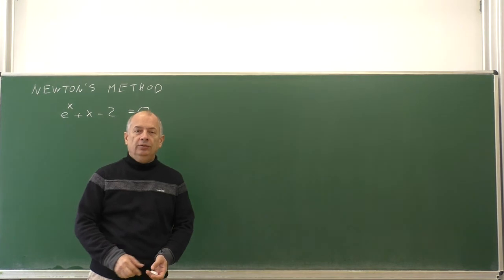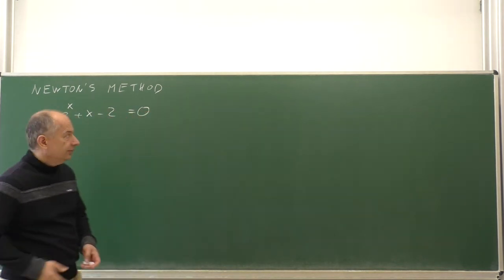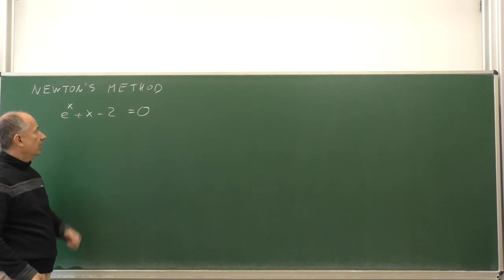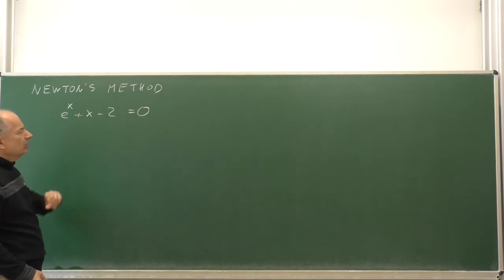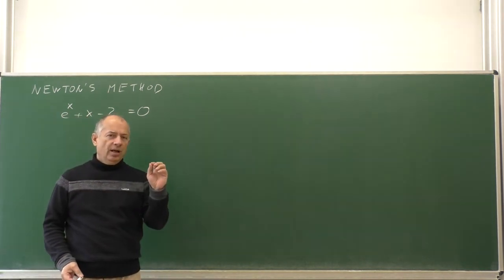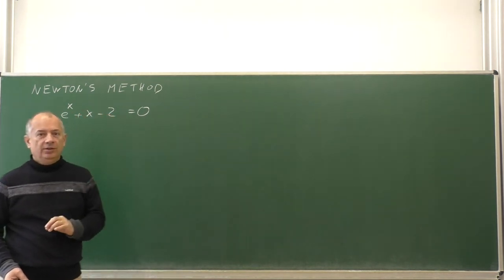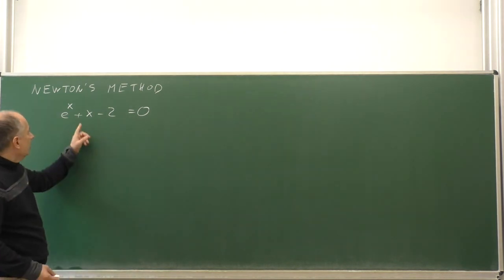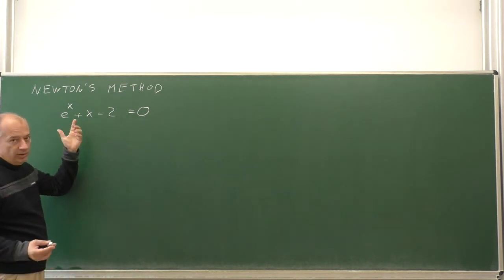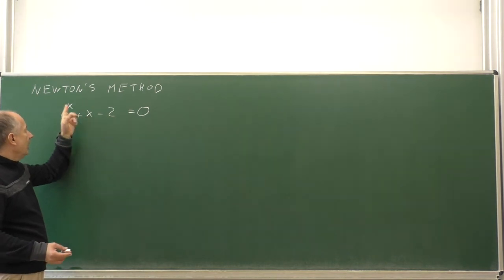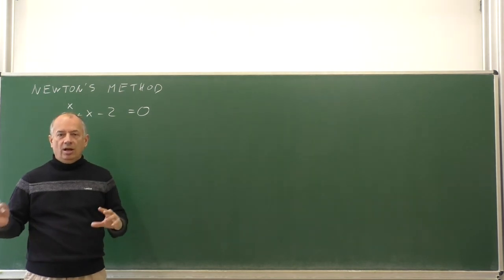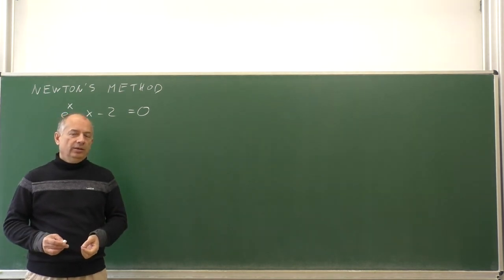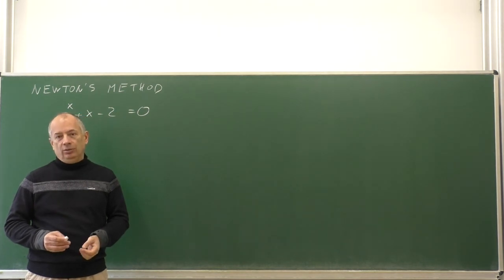As an illustration for the Newton's method, consider the following equation: e to x plus x minus 2 is equal to 0. Usually, when we have an equation where the unknown x appears only once, we can find the exact solution analytically. But in cases where x appears, say, in some polynomial and in the exponent, or as an argument of some other function like sine or logarithm, we usually cannot find the exact analytical solution.